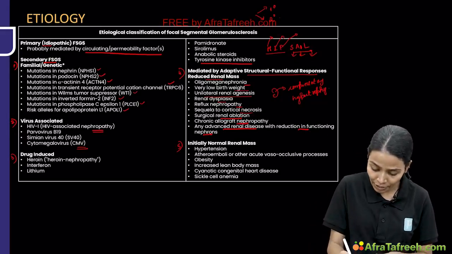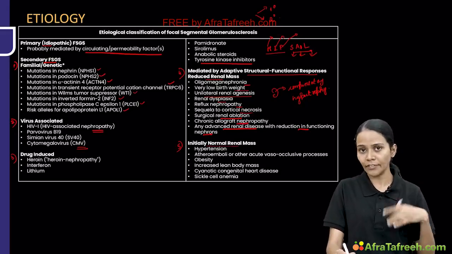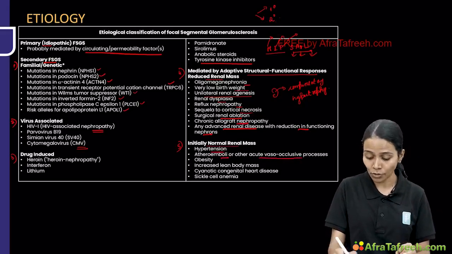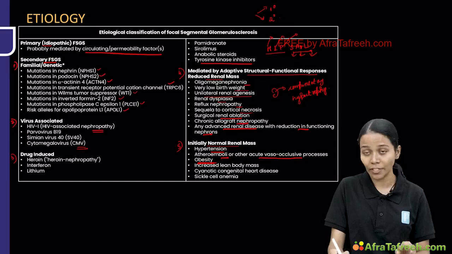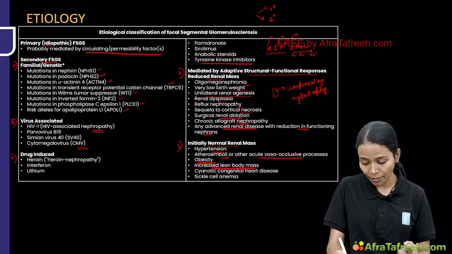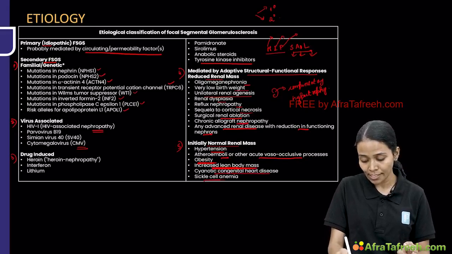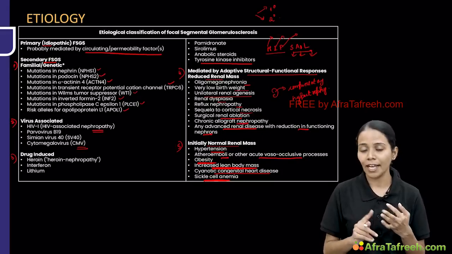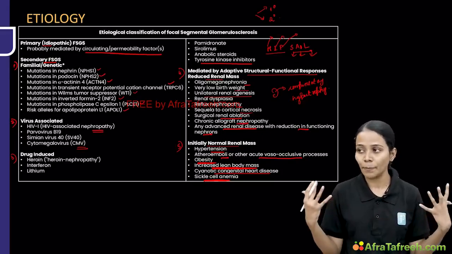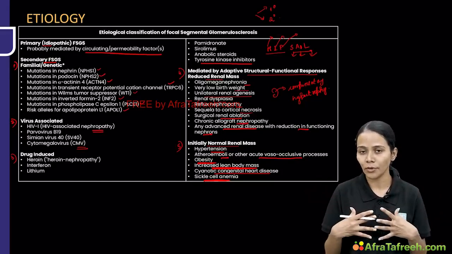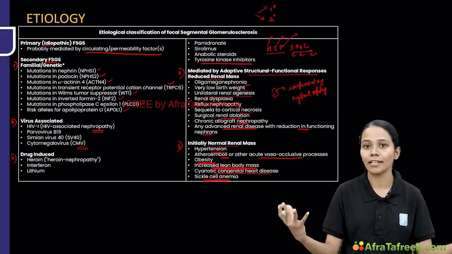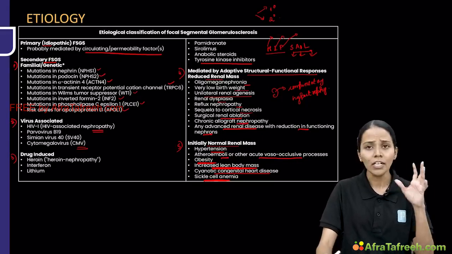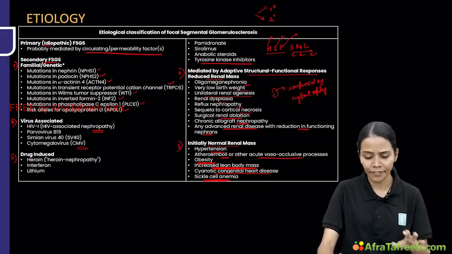Then conditions with initially normal renal mass, but later will turn to FSGS. These are hypertension, atheroemboli or other acute vaso-occlusive process, obesity, which is very, very important, increased lean body mass, cyanotic congenital heart disease, and sickle cell anemia. So in this, important to remember is hypertension and obesity and increased lean body mass. Like people going to the gym and using anabolic steroids and a high protein diet to increase their muscle mass. So they are an important risk factor for FSGS. Okay, so these are the causes for primary and secondary FSGS.